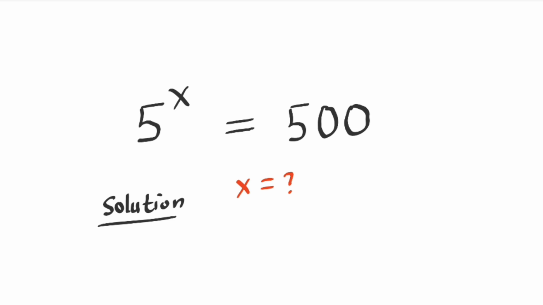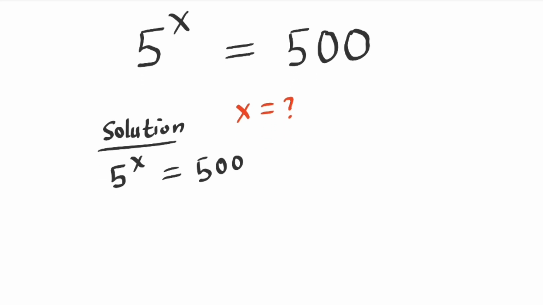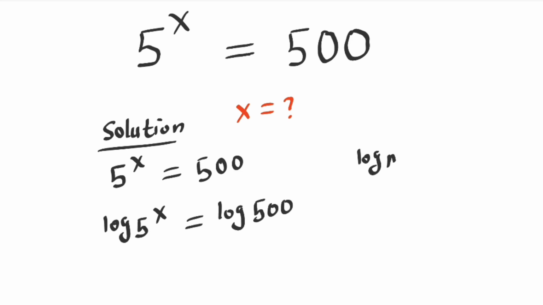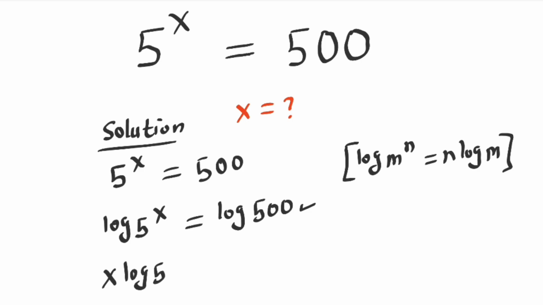We have the given equation 5 raised to power x is equal to 500. Let us take the log on both sides of this equation. Log 5 raised to power x is equal to log 500. Take note that if you have log m raised to power n, this is equal to n log m. The whole of this equation can be written as x log 5 is equal to log 500.